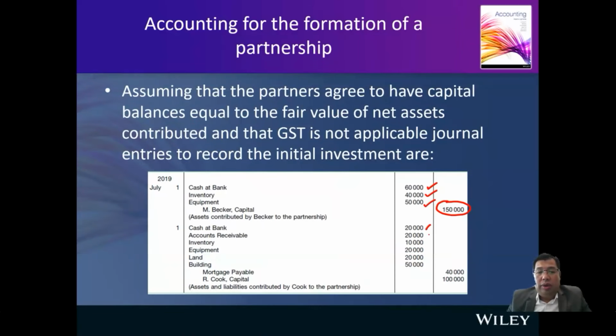So for Cook: cash 20,000, accounts receivable, inventory, equipment, land, building, and we also have a liability here of 40,000. So the amount contributed by Cook is 100,000, so the capital for Cook is 100,000. The capital contributed by Becker is 150,000. So this is how we create the journal entries for the formation of partnerships. Debit assets, credit liabilities, and the difference is the plug-in number, which will be the capital of partner A, partner B, partner C.